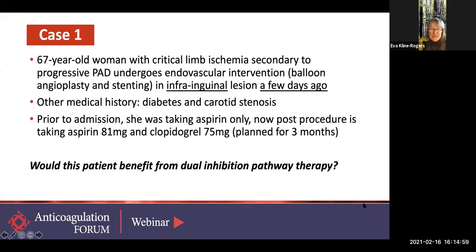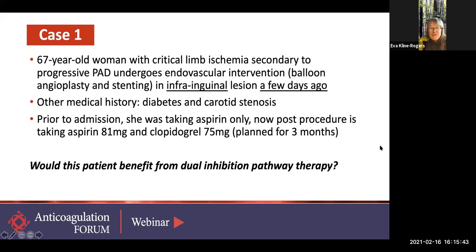So we're going to use a couple of case presentations today to illustrate some of the concepts behind treatment for PAD. So case number 1 is a 67-year-old woman with critical limb ischemia secondary to progressive PAD, who undergoes endovascular intervention. In this case, it's balloon angioplasty and stenting on an infrainguinal lesion a few days ago. So high-risk lesion, recent. Her other medical history includes diabetes and significant carotid stenosis. Prior to admission, she was taking aspirin only. Now, post-procedure, she is taking both low-dose aspirin and clopidogrel, 75 milligrams, and this is planned for the next 3 months.